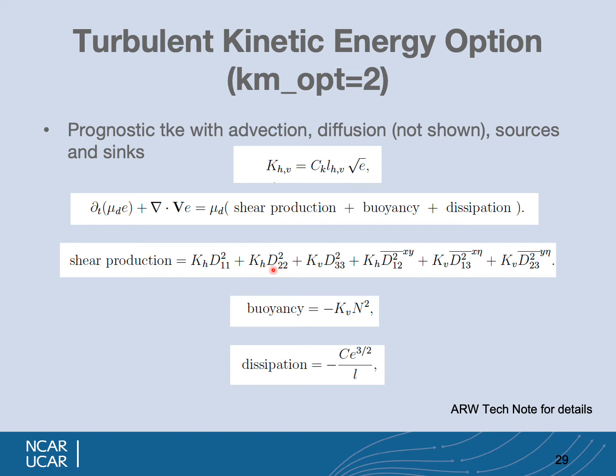So the shear production is a product of the K coefficients and these deformation terms. The buoyancy production depends on the K coefficient and the stability parameter, N squared. And then there's a dissipation term which is proportional to e to the 3/2. So this is your TKE equation and the terms in it. The ARW Tech Note will have more details on how this is done.